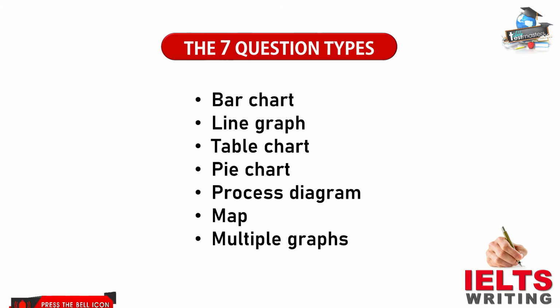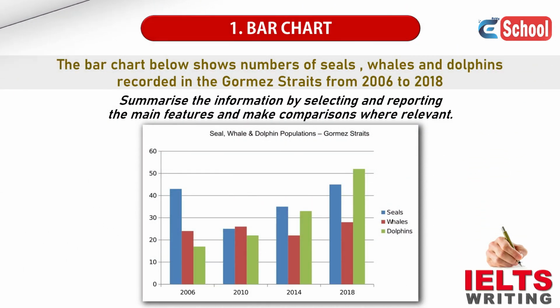In this video, I just want to familiarise you with the question structure and the different types of graphics you might get. First, a reminder of the 7 question types: bar charts, line graphs, table charts, pie charts, process diagrams, maps, and multiple graphs. Bar charts or bar graphs are very common Task 1 questions.